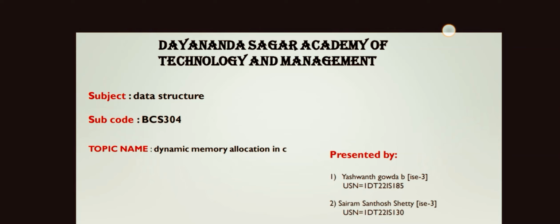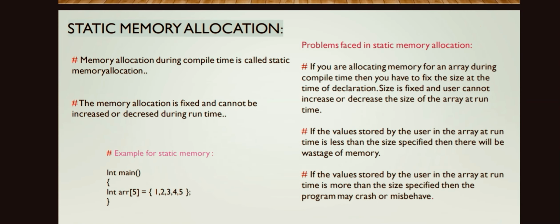So here is an example for that. In this code, we have declared an array with the size of 5. If we want to increase or decrease the size of it, it won't be possible during the runtime. This is the main drawback of static memory allocation. To come out of this problem, we use dynamic memory allocation. Now we will see what dynamic memory allocation is.